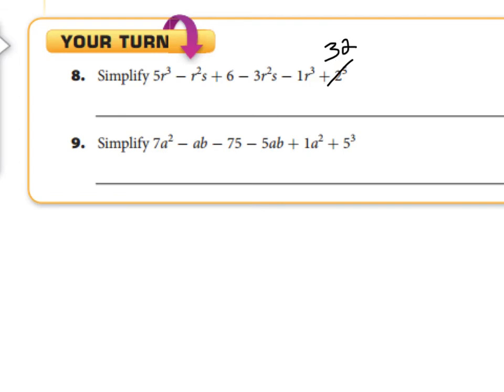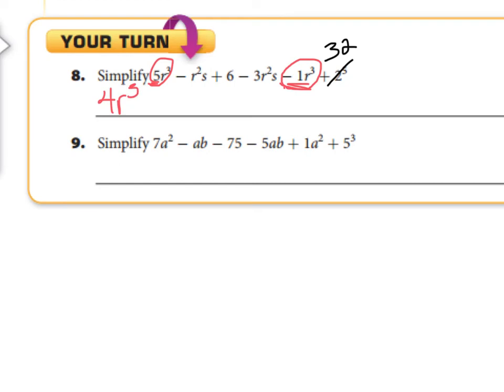Now I'm going to start looking for like terms. I'm going to start with what I see first, which is 5r cubed. So I'm going to look for any other r cubes. I run into one here, but make sure you take that minus sign with it because the sign in front of it tells you if it's positive or negative. So I have 5 minus 1r cubed, so that's 4r cubed.